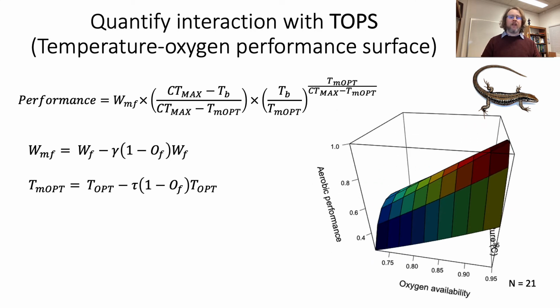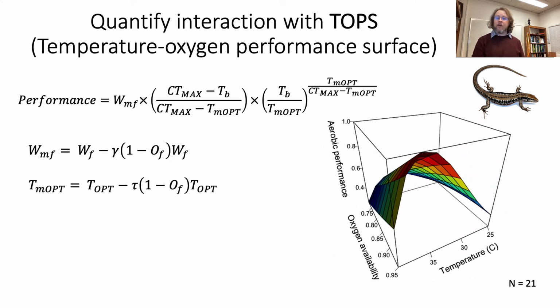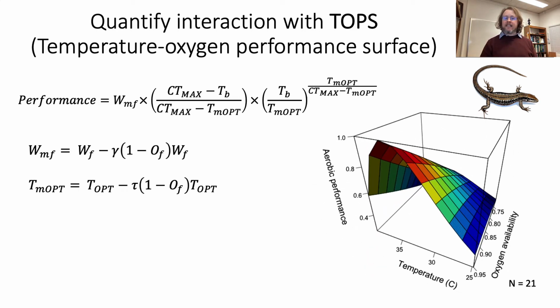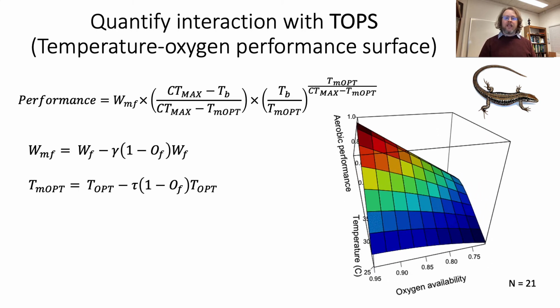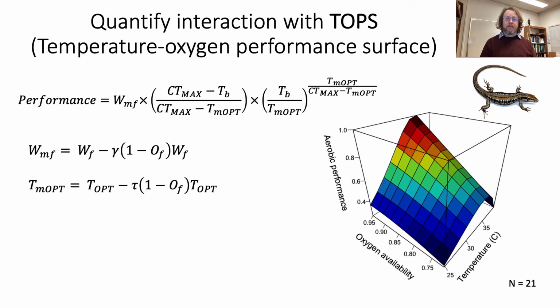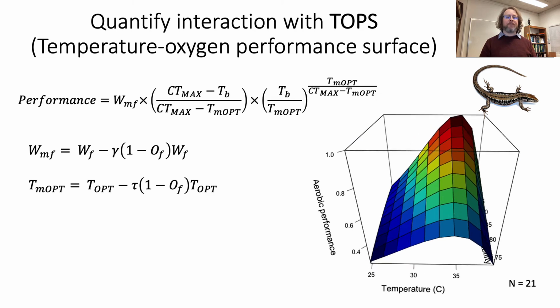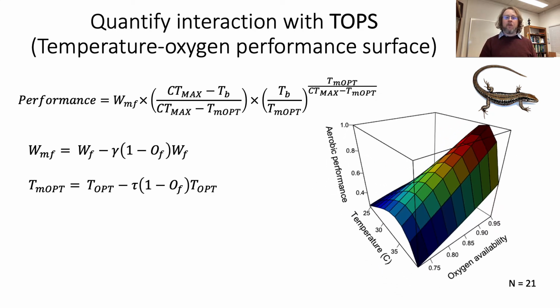interaction. So to do this, we updated that beta function for the thermal performance curve so that we could model temperature oxygen performance surfaces, which we call TOPS, and an example of which is shown spinning at the bottom right. We did this by substituting into the beta equation these functions shown on the bottom here for either WF or T-opt in the beta equation. This added 2 new parameters and 1 state variable.